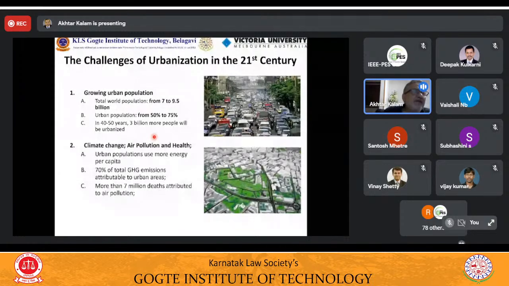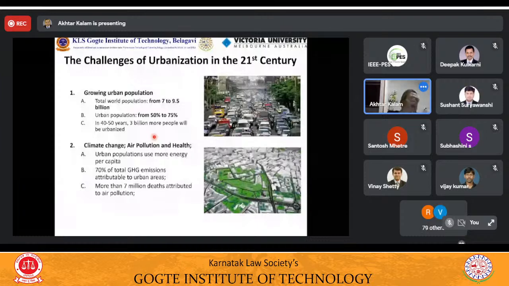Because those who live in the urban cities use more energy per capita. 70% of total greenhouse gas emissions comes from the urban areas. More than 7 million deaths are due to air pollution.